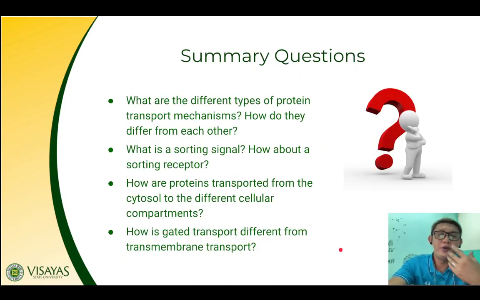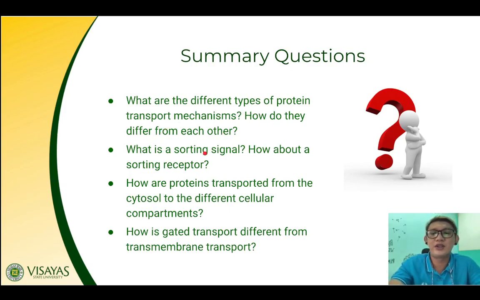I hope you will review all the topics that we have discussed. In order to help you review these different topics, you may want to answer these questions. What are the different types of protein transport mechanisms? We know that there are three. And how do they differ from each other? What is a sorting signal? How about a sorting receptor?